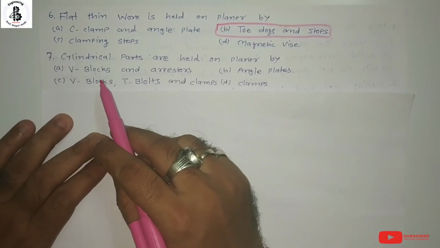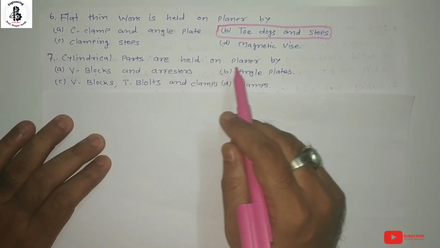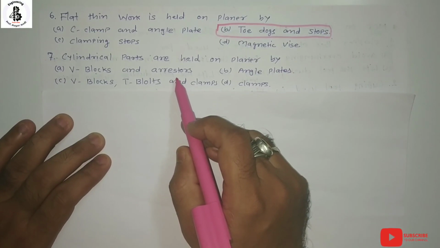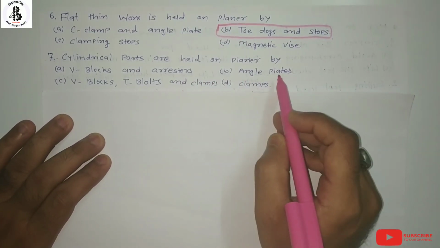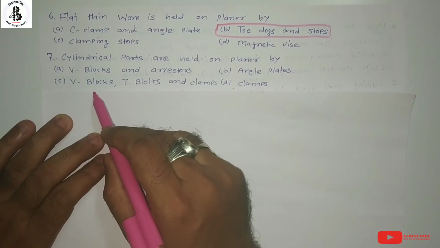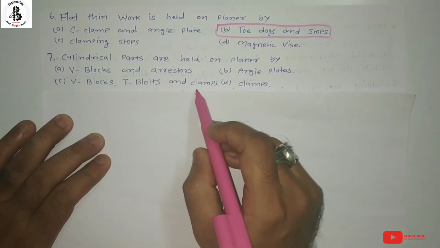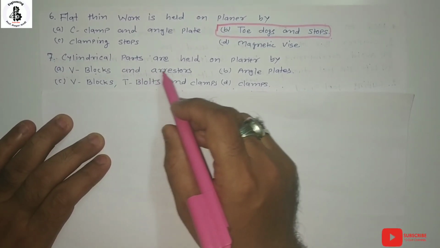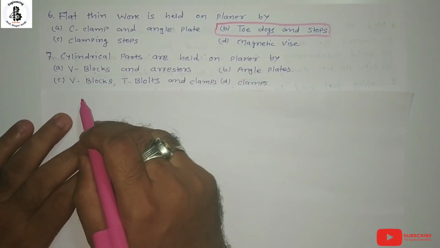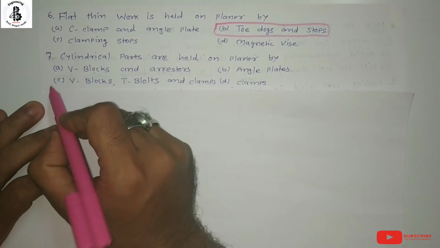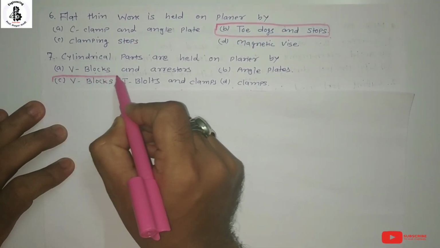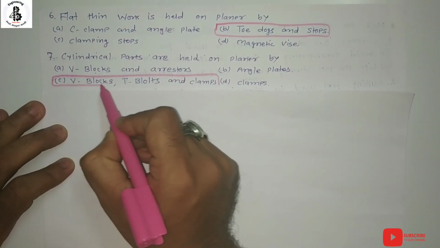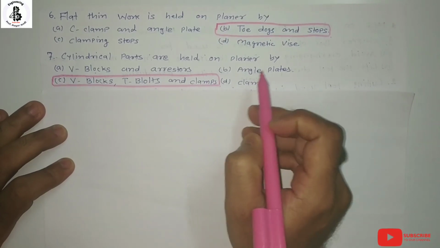Then next, cylindrical parts are held on a planer by option A, V-blocks and arrestors, option B, angle plates, option C, V-blocks, T-bolts and clamps, and option D, clamps. So basically cylindrical parts are held on a planer with the help of V-blocks, T-bolts and clamps. If you want to learn in detail, you will find a link in my description box for different kinds of clamping devices. Then next question.